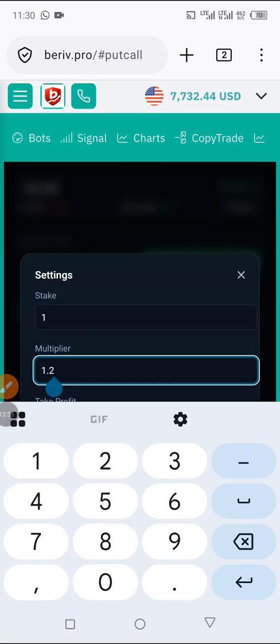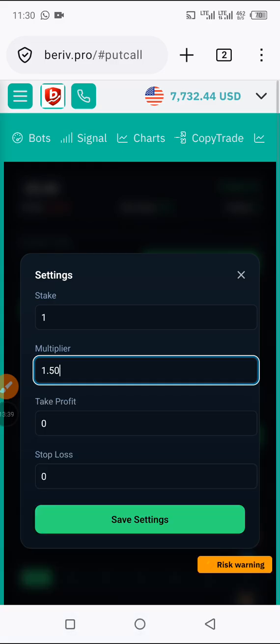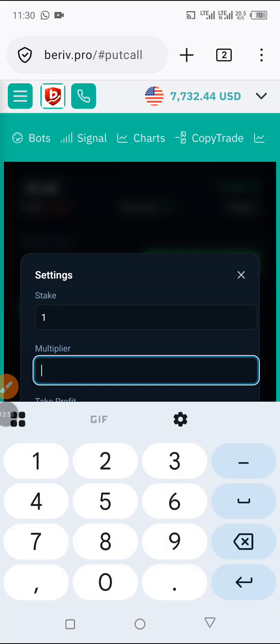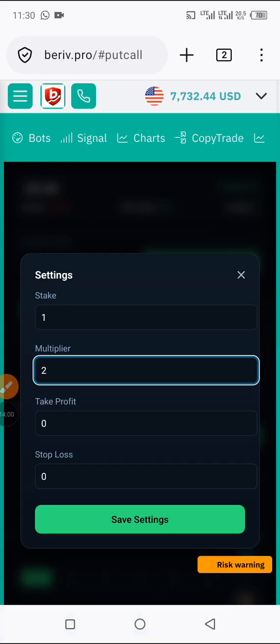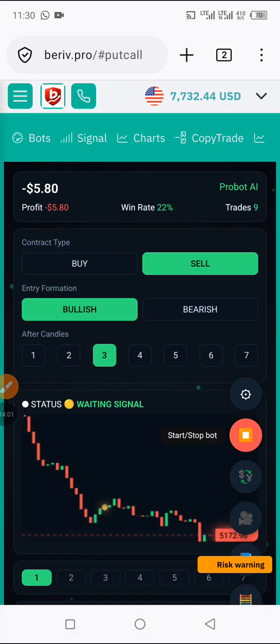For example, you can increase the multiplier, but you do not want to increase the multiplier too much, because when you increase it too much, it is going to increase the stakes too much, and if your account balance is too low, you may lose the total amount invested. So for example, if I use a multiplier of 2, and then I save, and then I run the bot again.